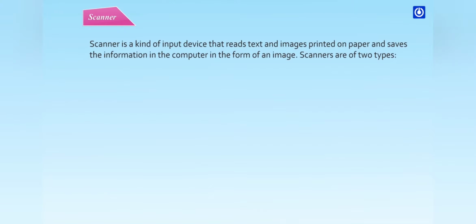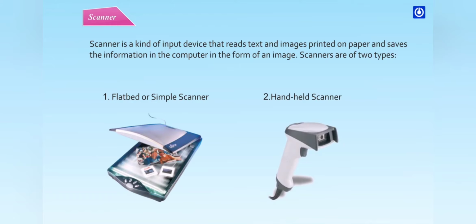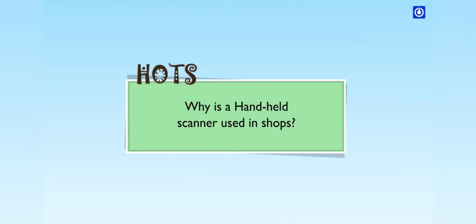Scanner. Scanner is a kind of input device that reads text and images printed on paper and saves the information in the computer in the form of an image. Scanners are of two types: flatbed or simple scanner, handheld scanner. HOTS. Why is a handheld scanner used in shops?